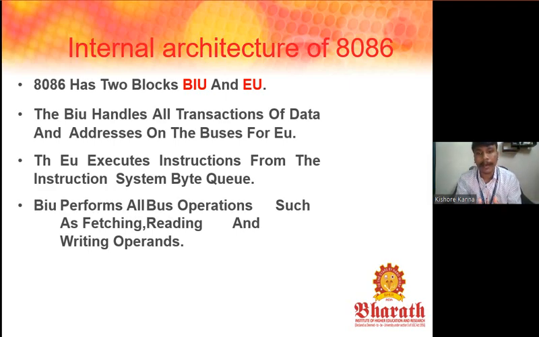EU will be aligning the address according to the processed data, and it will be executing the instruction from the instruction system called the control system according to the byte. It will be aligned with the queue format, and BIU will perform all the bus operations in the bus interface unit, such as reading, writing, fetching, and processing operands by using the flags.